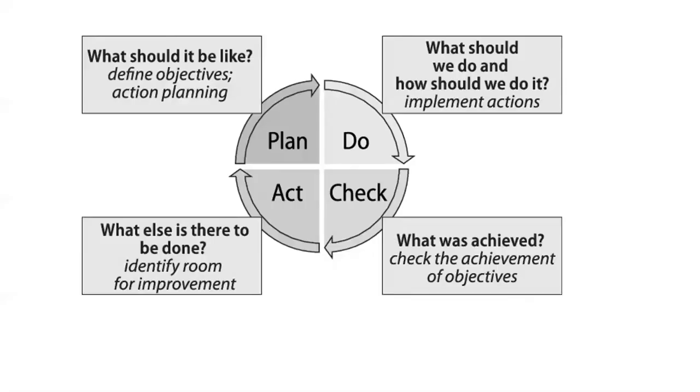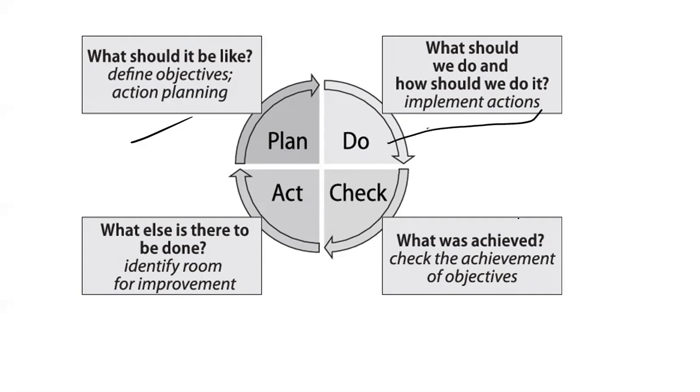Then here the proper sequence is there, showing what is done at each step. In the planning step, we define objectives and action planning. At the do stage, what should we do and how should we do it is the implementation. Do is the stage of implementation.